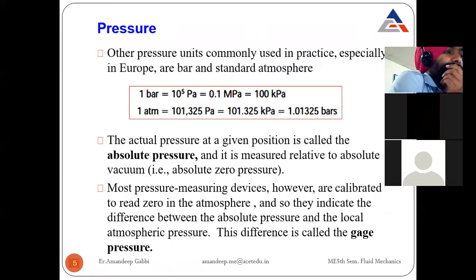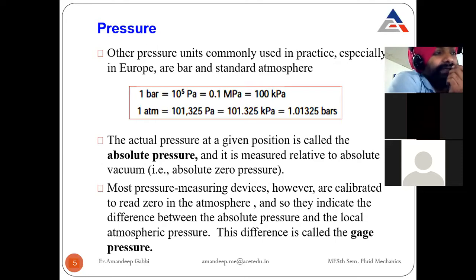So other pressure units commonly used in practice, especially in Europe, are bar, standard atmospheric pressure. So 1 bar is equal to 10 raised to power 5 pascals. Sometimes in numericals it is written as pressure of 5 bar is in use. Then how to convert into pascals? You just multiply it with 10 raised to power 5.